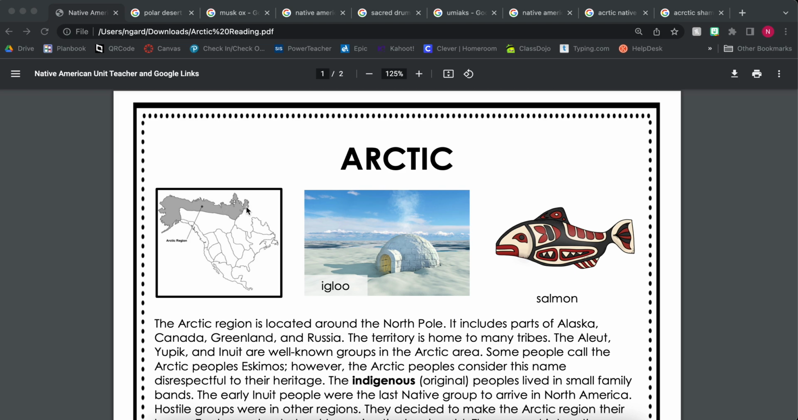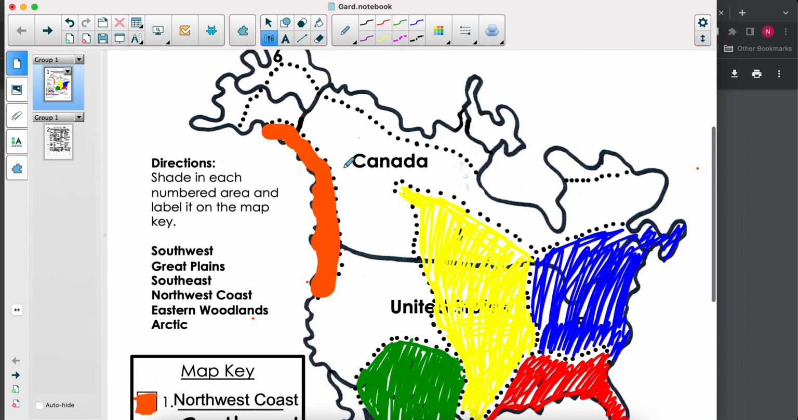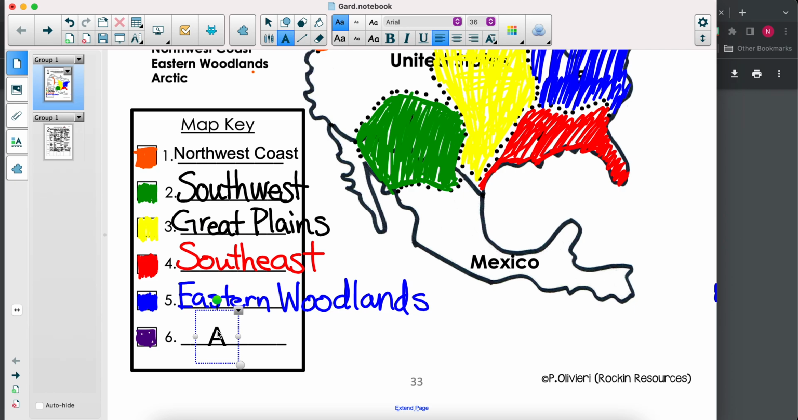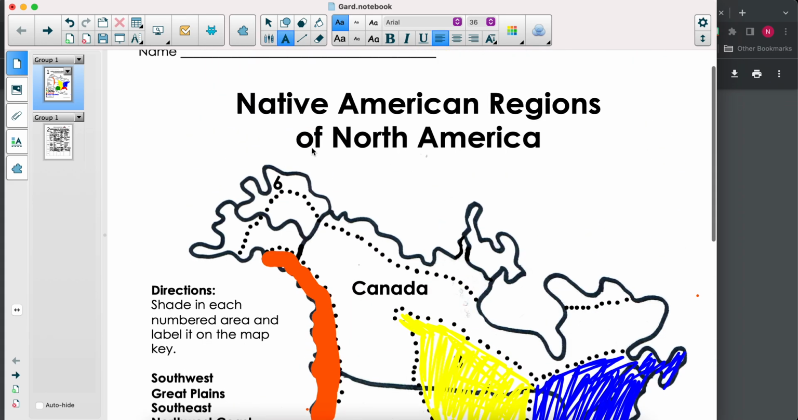We also only have one section left, and we know it's the Arctic, so it would make sense that it would be the very top of our page, right? So on your map, like I said, we're going to use purple today. So go ahead and get your purple. We're going to color in the box next to 6 with our purple. And then we are going to put Arctic. And then we're going to color in the purple section.